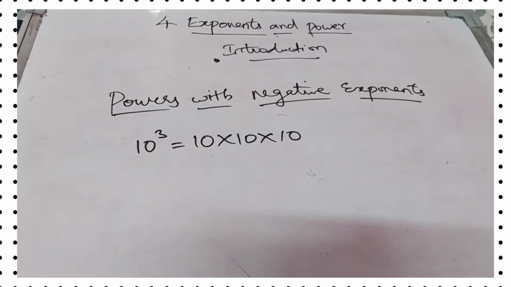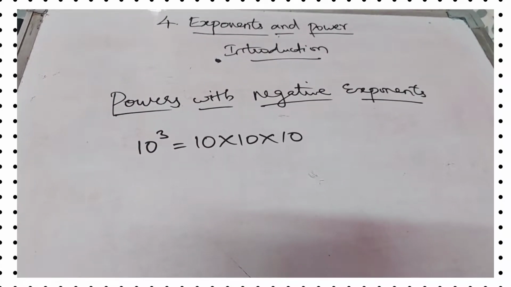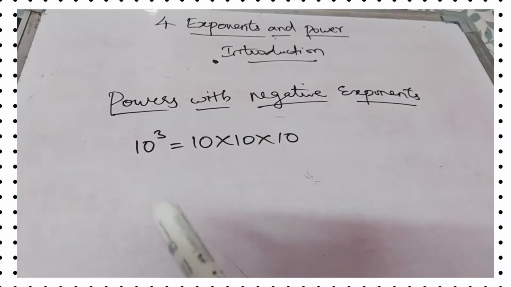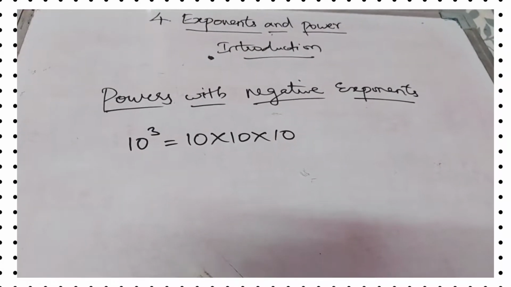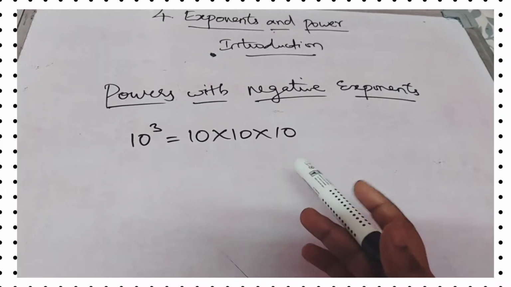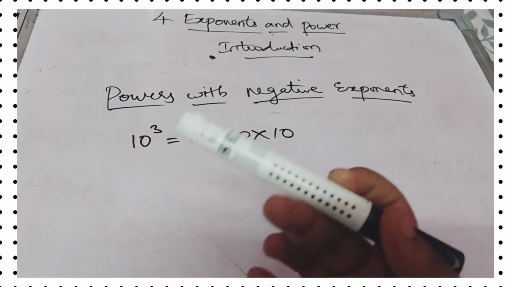Our next topic is powers with negative exponents. If the exponent is negative, how you have to write it, we are going to learn. For this, let us recall the following patterns from the earlier classes. What is 10 to the power of 3?